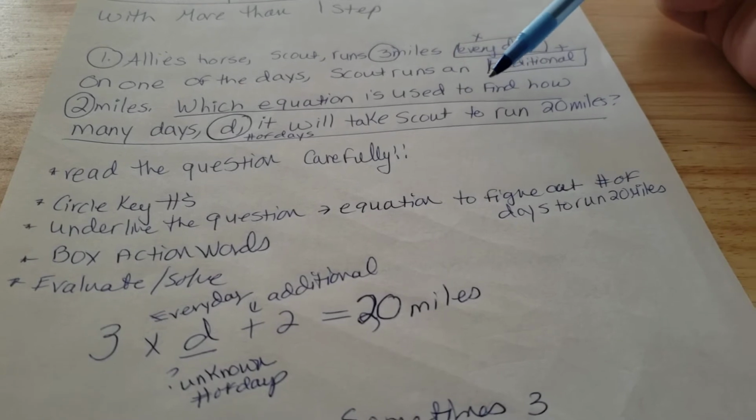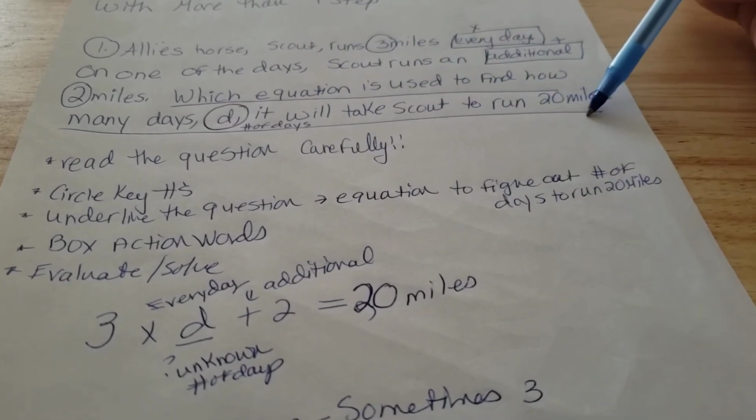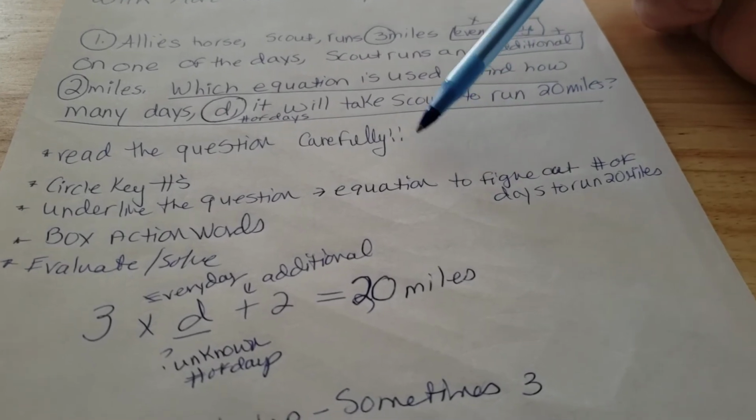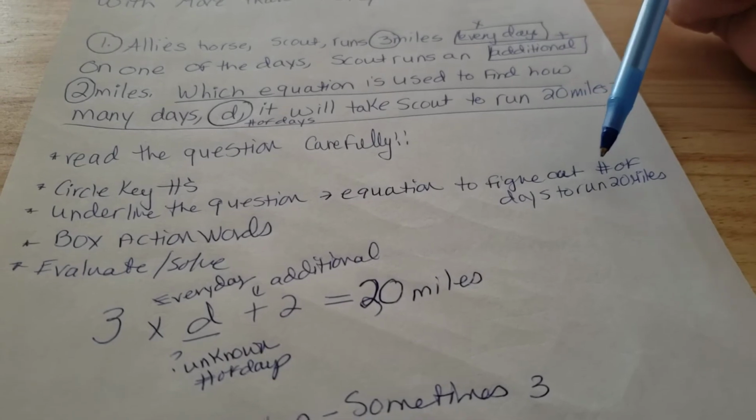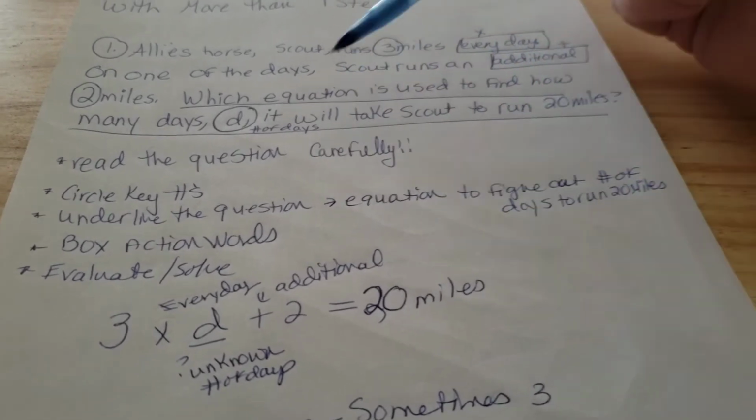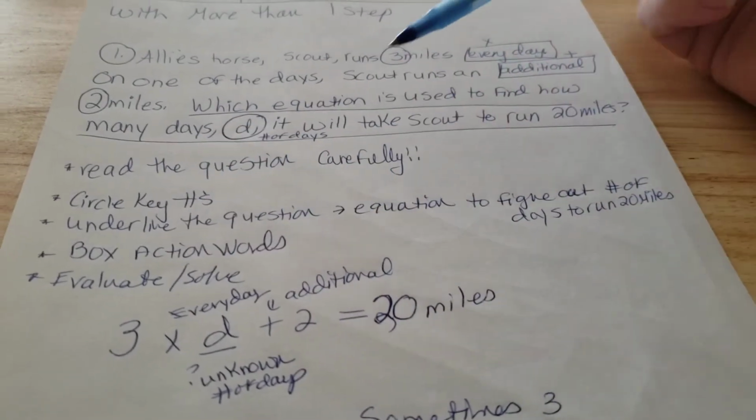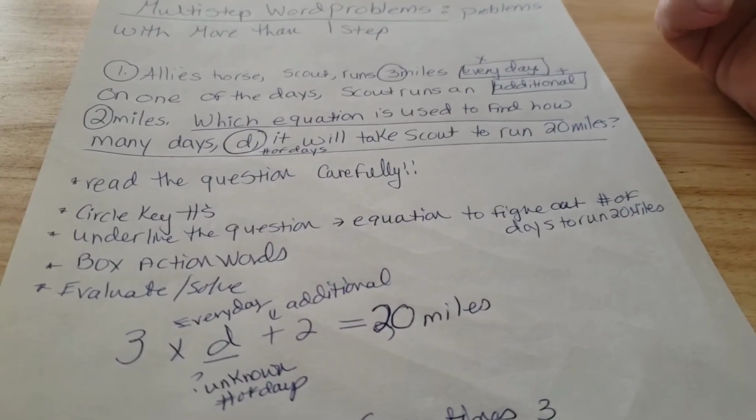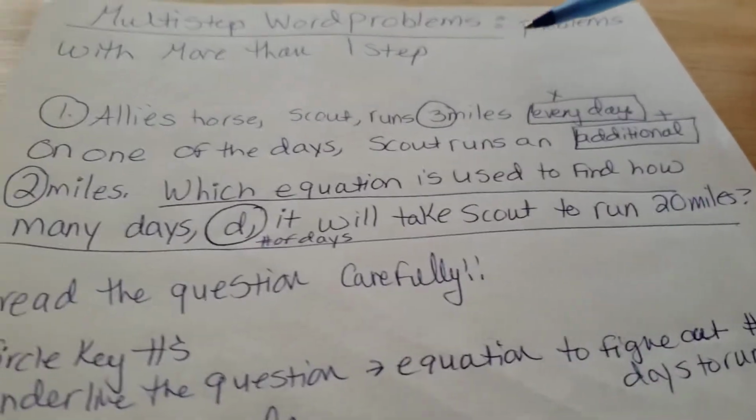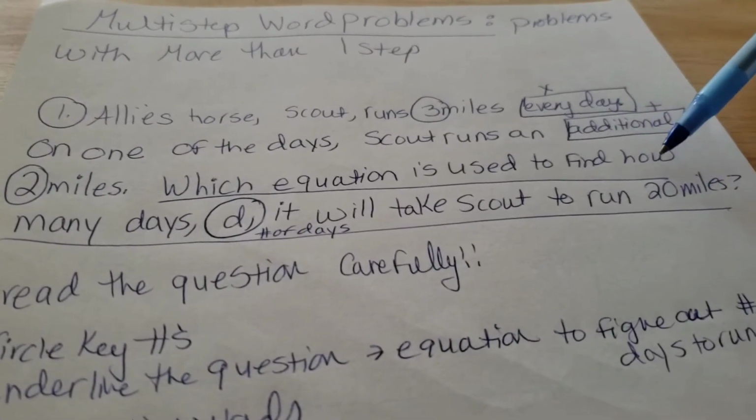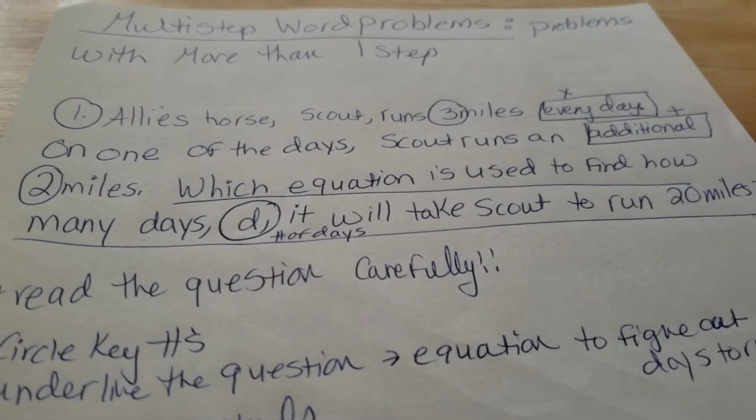And again, if they are on their Chromebooks, they know to read that question. Which equation is used to find how many days D it will take Scout to run 20 miles? So we know that we need an equation to figure out the number of days to run 20 miles. So how many days will it take us to get to that 20-mile point? Then we box our action words. Action words are words in the word problem that tell you what you need to do. And they can be a little hard to find, but they are the words that are going to help you figure out add, subtract, multiply, or divide.